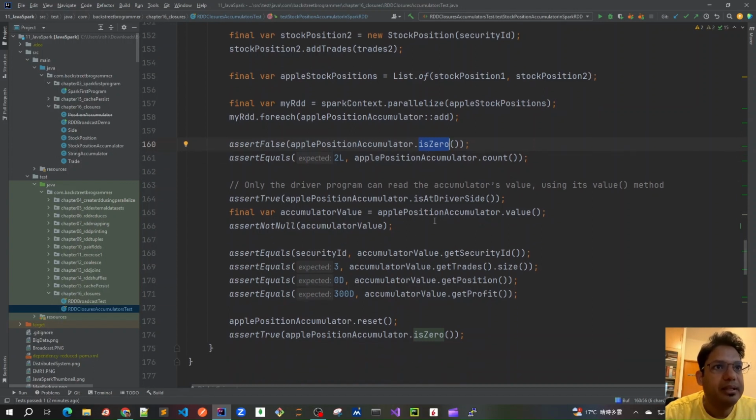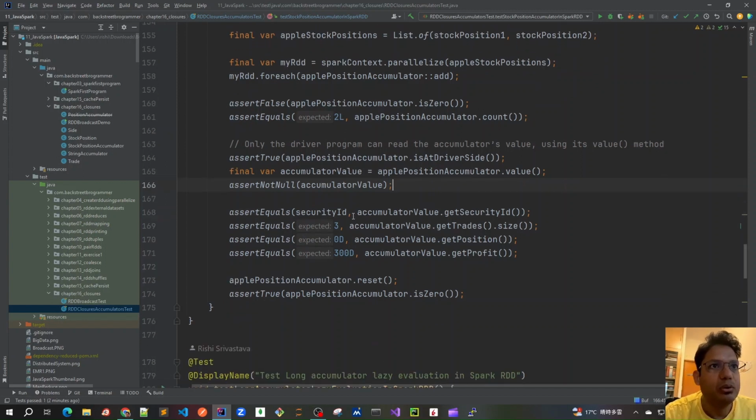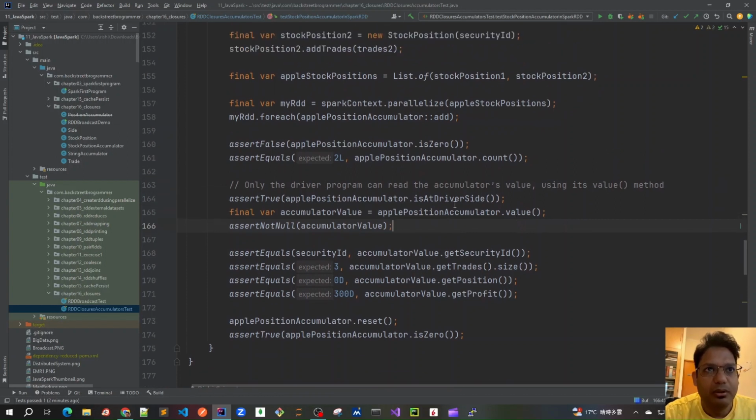And after that, I think the most important part is this profit and position. All the assertions before that, we have already checked in our previous long accumulators, double accumulators and string accumulators examples, unit test cases, so I'll not go through it again. The last point is that the value can be called only at the driver side. So this is what we are asserting here.